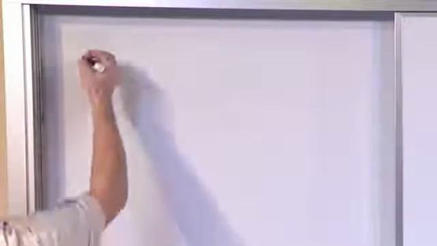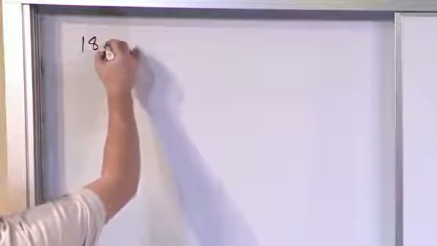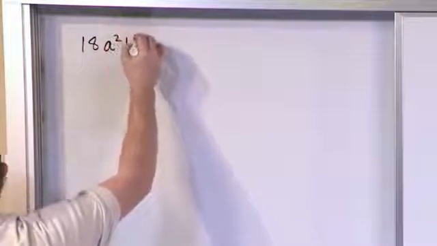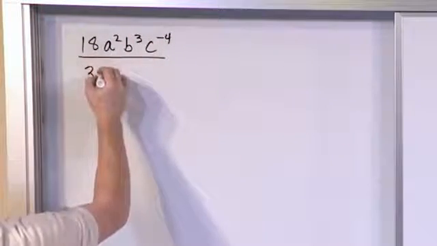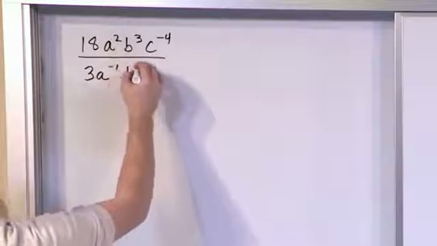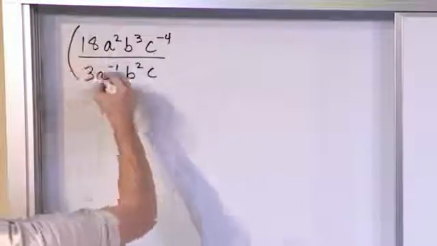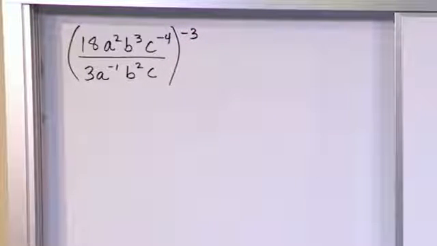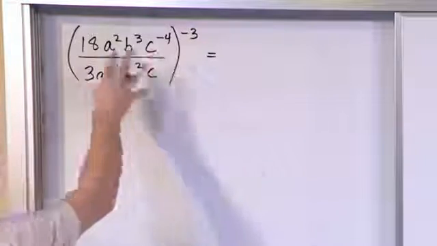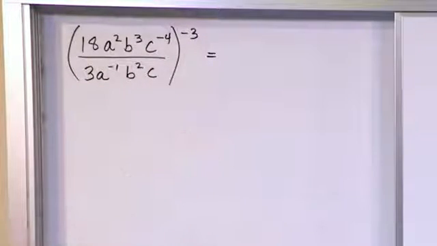All right, we're getting close to the end of our lesson here. So basically this will be the biggest problem we're going to do. What if you have 18a squared b to the 3rd c to the negative 4th over 3a to the negative 1 b squared times c, all raised to the power of negative 3. So that's what I have there. And how do I go about doing this? Again, there's 3 variables, different things going on everywhere. There's really a million different ways that you could go about doing this.